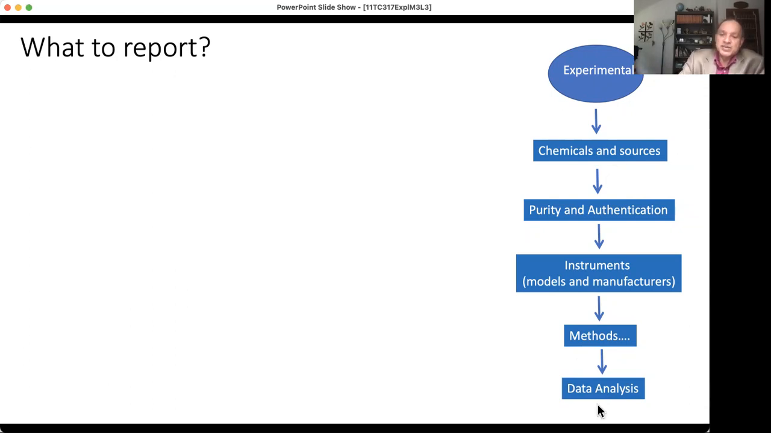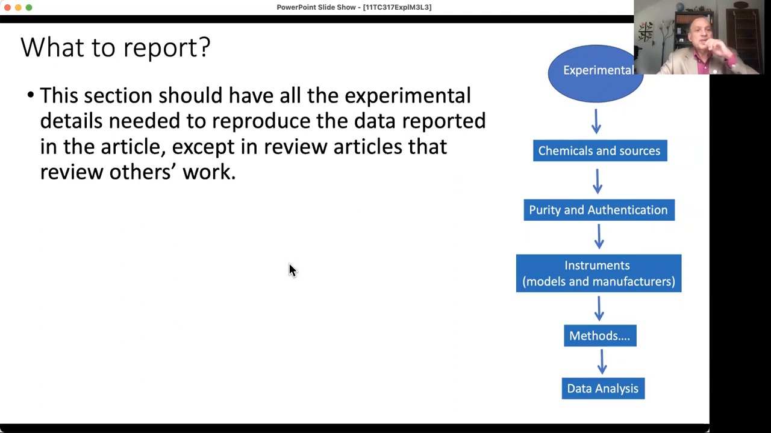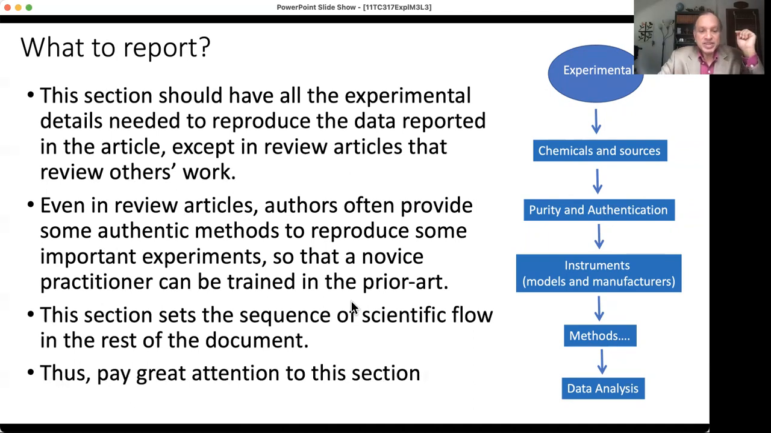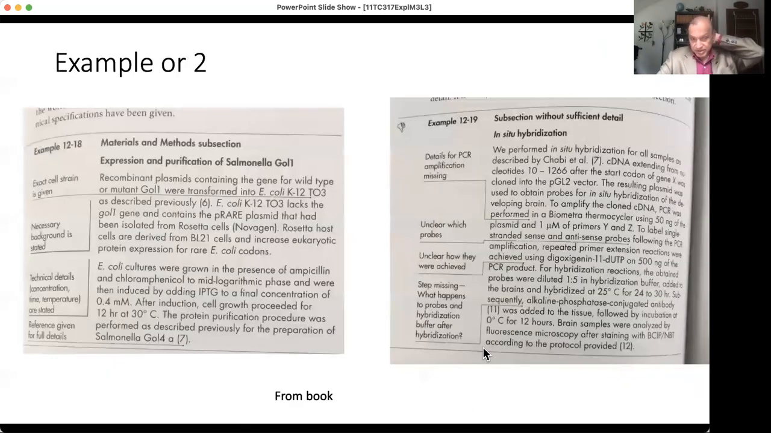So this is how you want to arrange your experimental section. The section should have all the details needed to reproduce data. That's the basic point. And pay great attention to this so that others can repeat. So here are a couple of examples from the book.